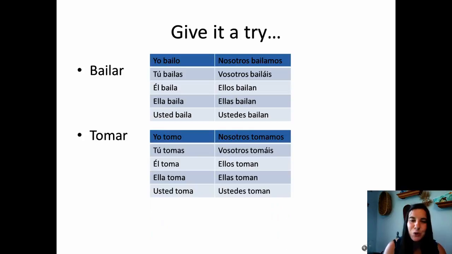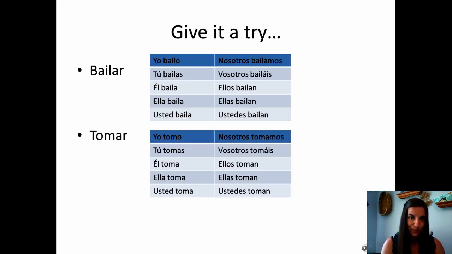Yo bailo, tú bailas. Él, ella, usted baila. Nosotros bailamos. Vosotros bailáis. Ellos bailan, ellas bailan, ustedes bailan. Tomar. Yo tomo, tú tomas. Él toma, ella toma, usted toma. Nosotros tomamos, vosotros tomáis. Ellos toman, ellas toman, ustedes toman.